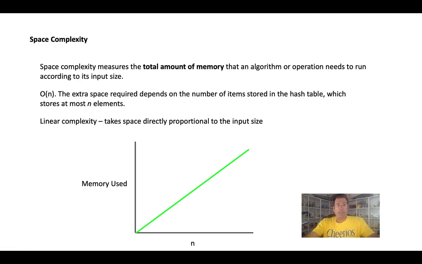Now the space complexity measures the total amount of memory that an algorithm or operation needs to run. Now this is also O of n, because the only way you're going to use more space is if you have more numbers in the array. And again, as n goes up, the memory used goes up. And this is also in a linear fashion.